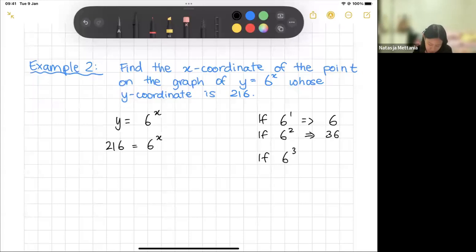If 6 to the power of 3, what does that equal? It'll be very helpful if you have a calculator, just to double check things. 6 to the power of 3 actually gives me 216. So that means 6 to the power of 3 gives me what I want. Another way I can write it is: 6 to the power of 3 gives me 216. Therefore, the coordinate will be 3 for my x, comma, 216.